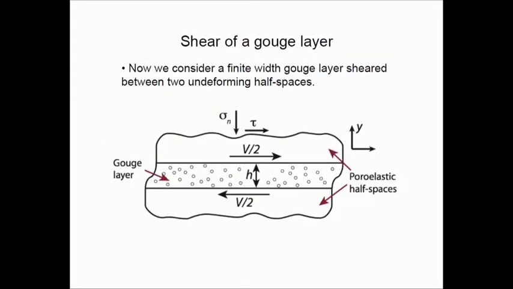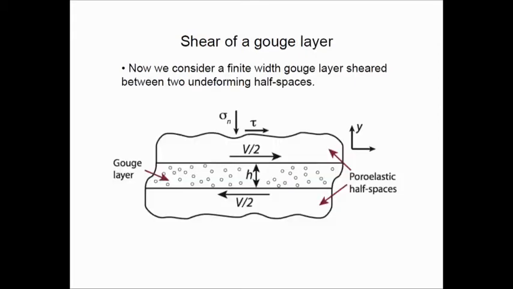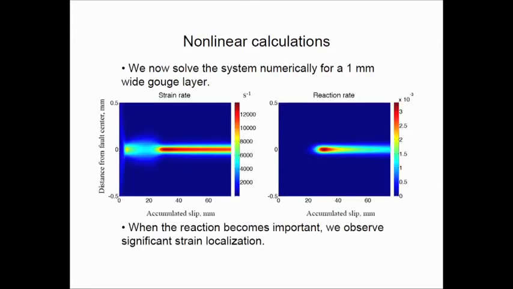Now, these are some nonlinear simulations of shear of our gouge layer, but of a thermally decomposing material. So this shows the case where strain rate is being contoured. So here's the accumulated slip from that velocity of 1 meter a second that's applied at the edges of the layer.